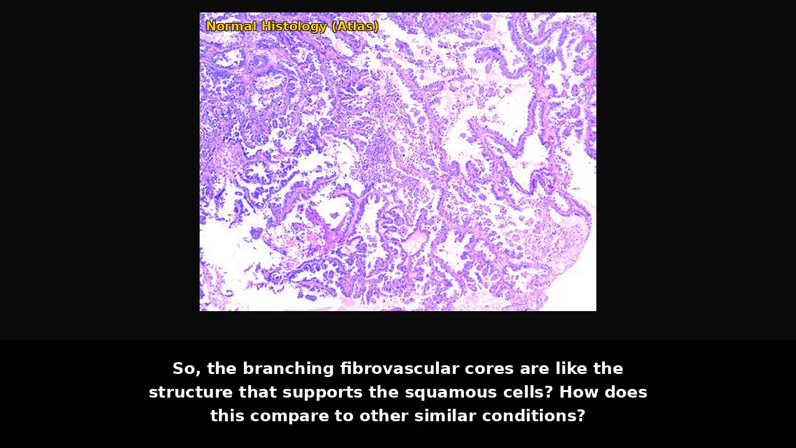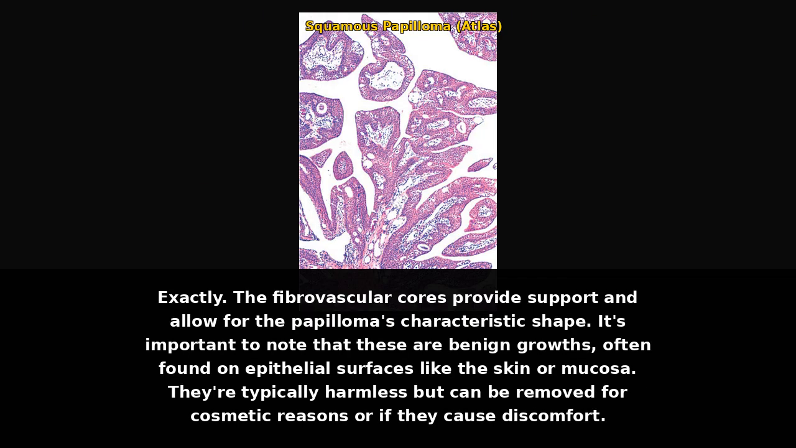So the branching fibrovascular cores are like the structure that supports the squamous cells. How does this compare to other similar conditions? Exactly. The fibrovascular cores provide support and allow for the papilloma's characteristic shape. It's important to note that these are benign growths often found on epithelial surfaces like the skin or mucosa. They're typically harmless, but can be removed for cosmetic reasons or if they cause discomfort.